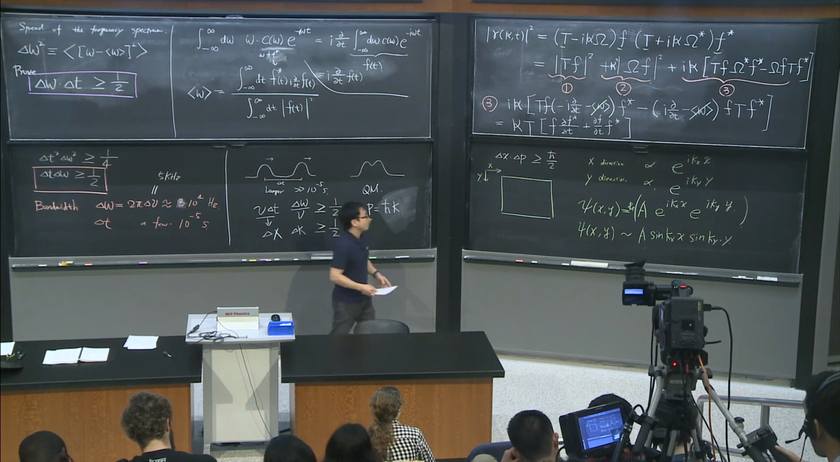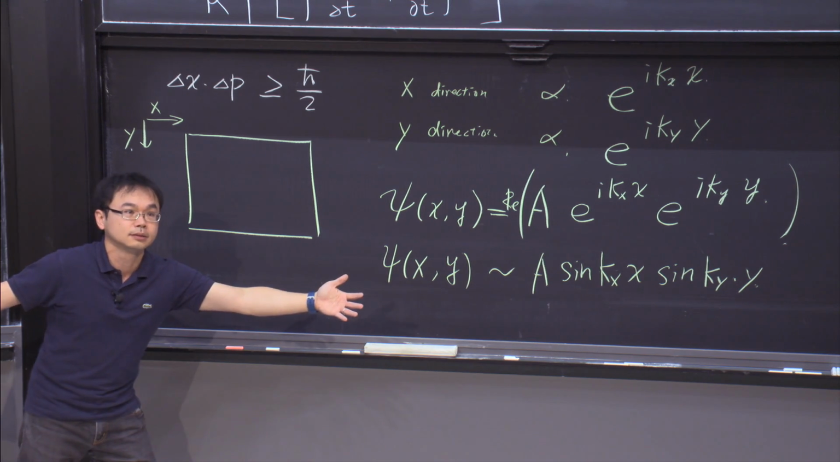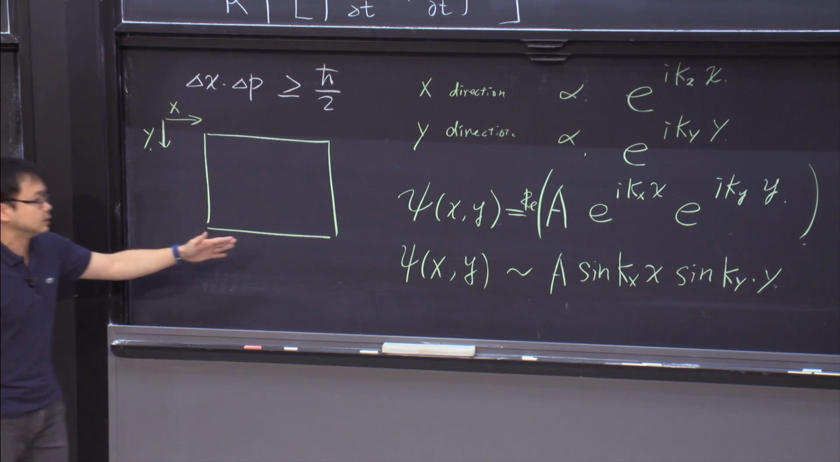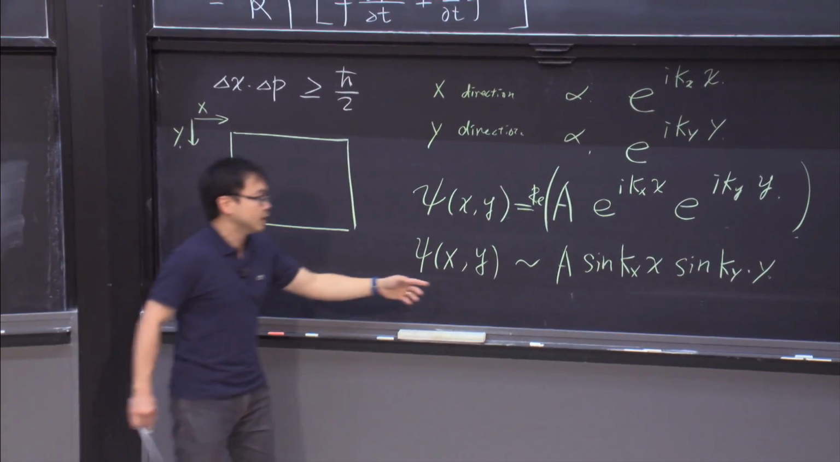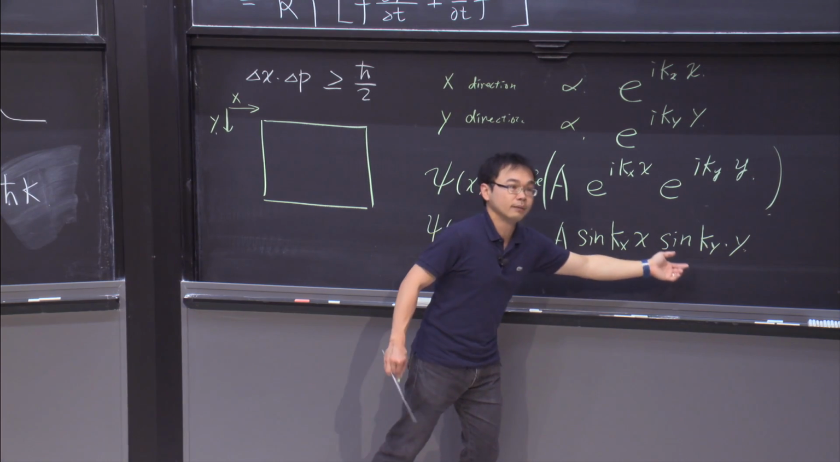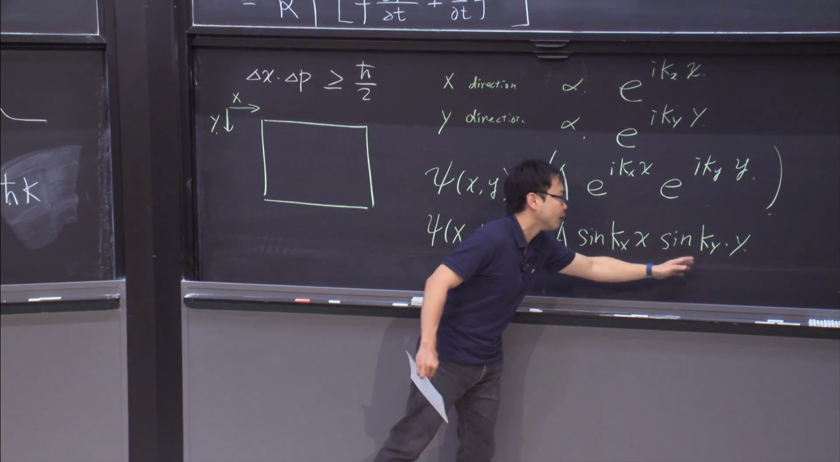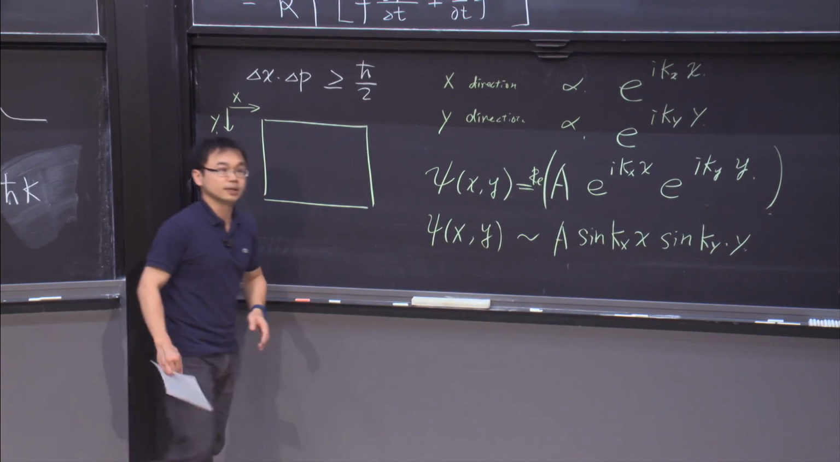Okay, and of course, if I now go back from an infinitely long system to a finite system, then you can use the boundary conditions to determine the allowed k_x value and the allowed k_y value.